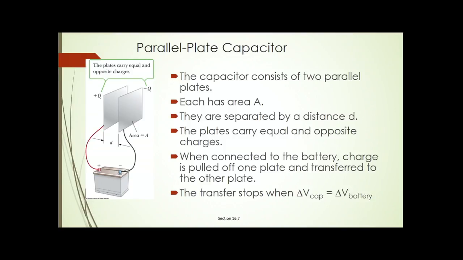I take two plates. Each plate has an area A. They're separated by a distance D. The plates are going to carry equal but opposite charges. When connected to a battery, the charge is pulled from one plate and transferred to the other plate. The transfer stops when the potential across the plates is equal to the potential across the battery.